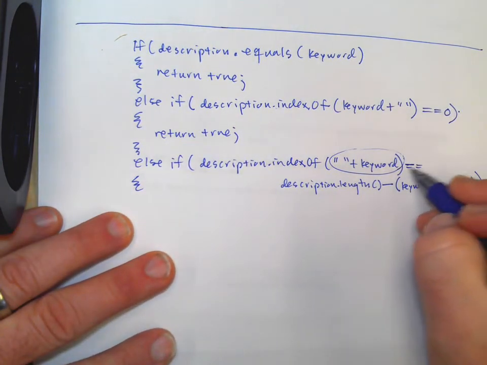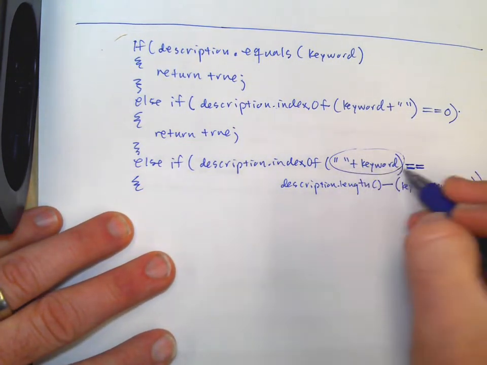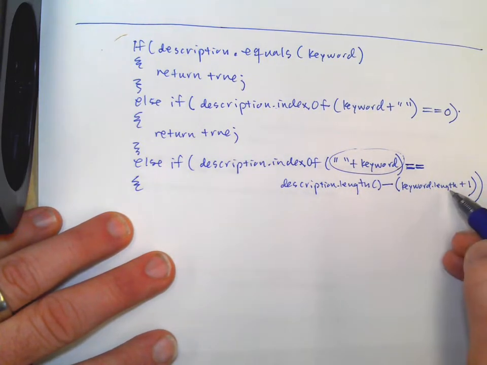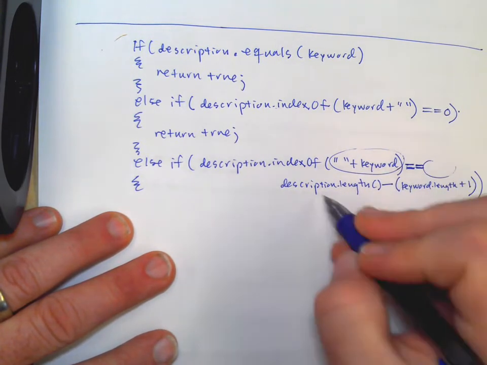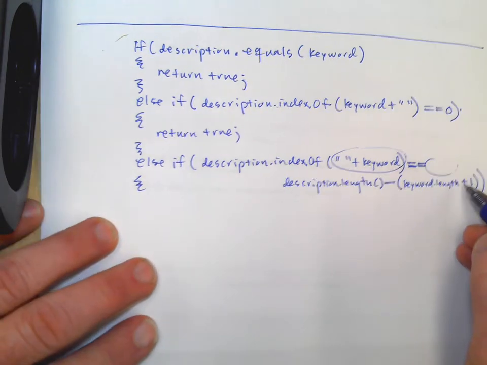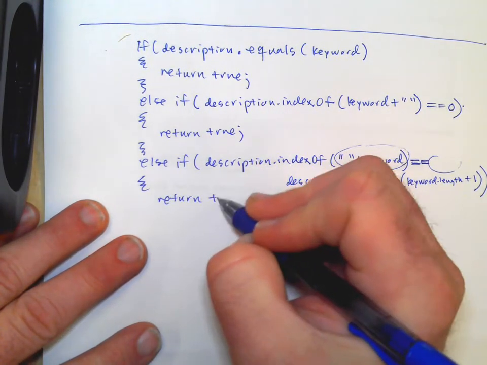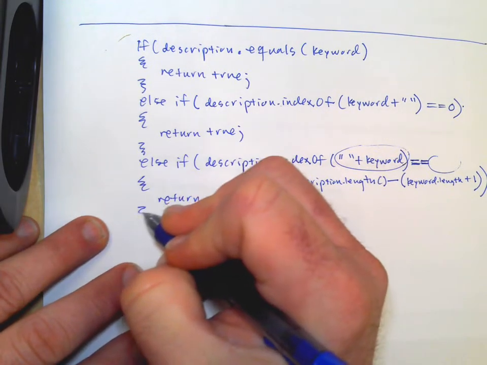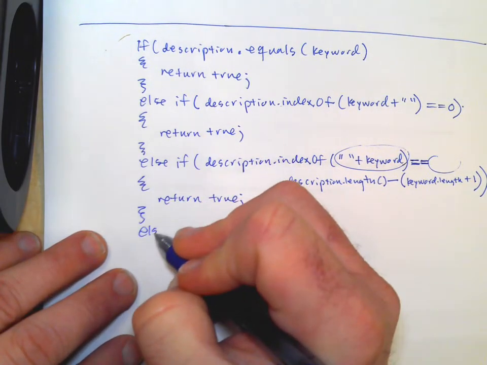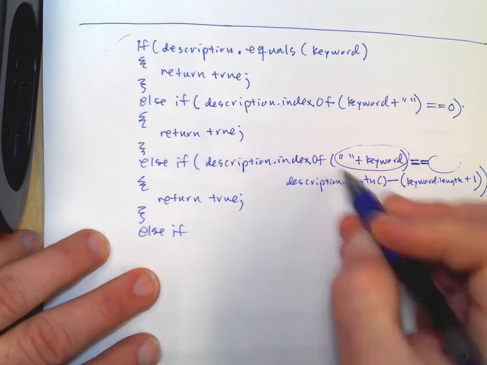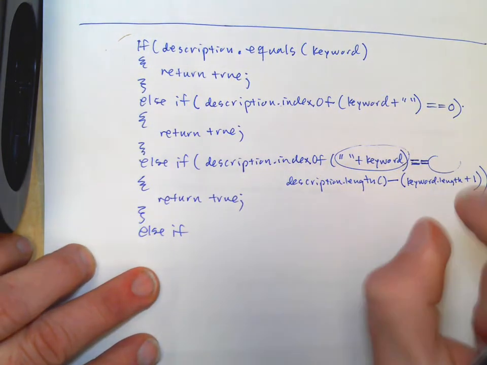So we want to make sure, is the space and keyword at the very end? This would be the spot. This would be the last spot it could be, at the very end. And if that's true, we say return true. So I think that one's a little harder to totally get right. I think that's the hardest one to get the details right on.